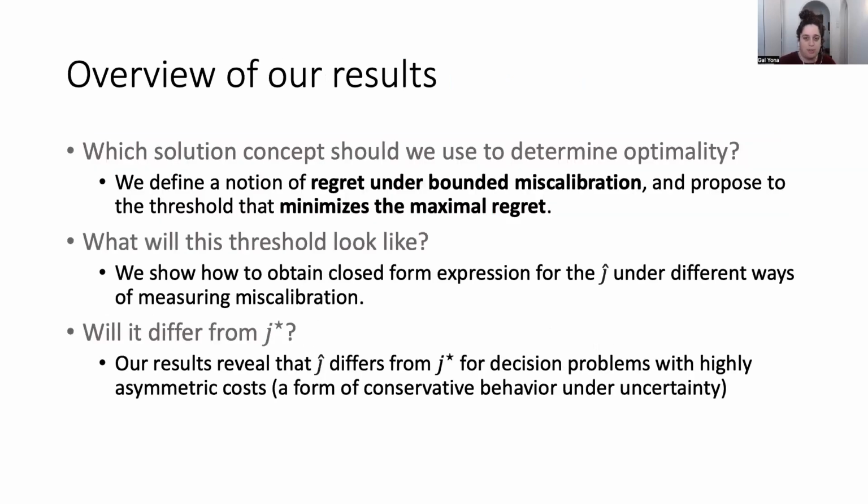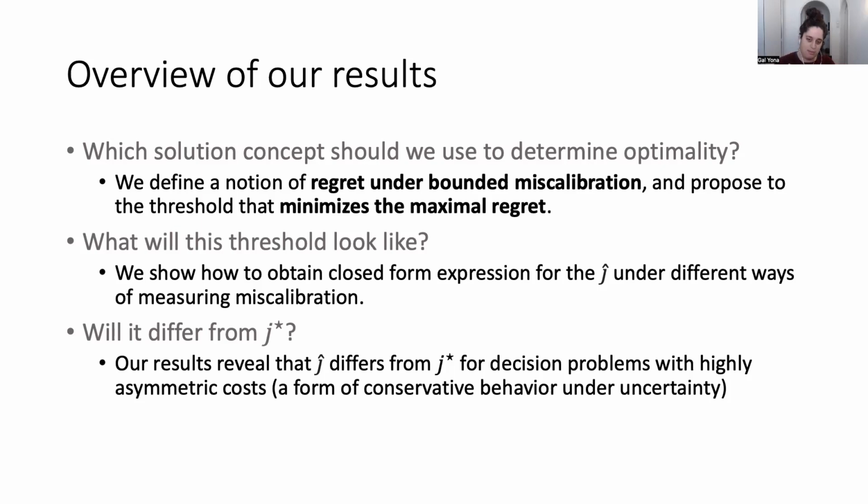So I'll give an overview of our results. Basically, to determine the solution concept, we define a notion of regret under bounded miscalibration, and we propose that you should use a threshold that is minimax optimal, that minimizes the maximal regret that you can obtain. Technically, we show that you can obtain closed form expressions for this threshold under different ways of measuring miscalibration. These end up having very simple expressions, and these reveal that this threshold actually ends up being different from J star precisely for decision problems that have very asymmetric costs.